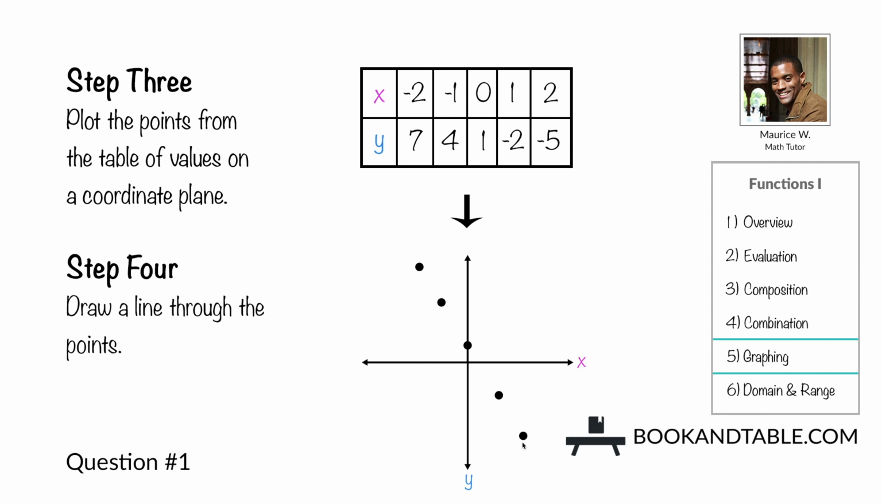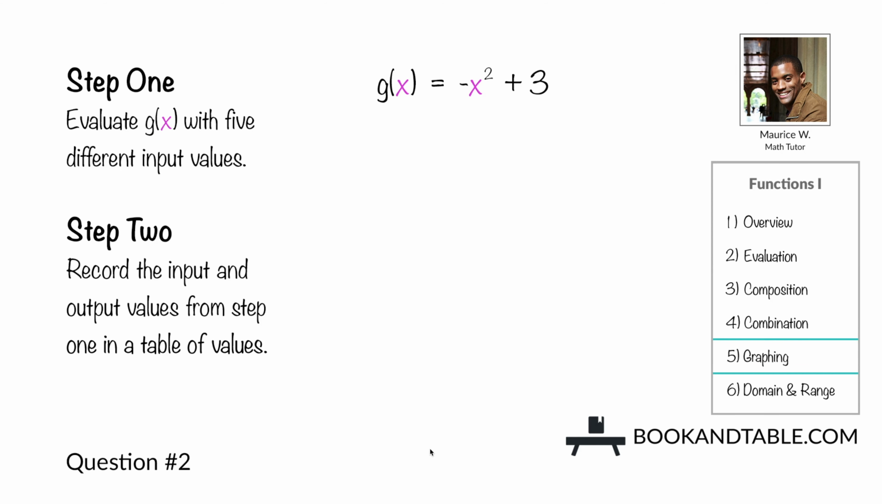So now that we've plotted the points, we can draw a line through these points to show us the sketch of f of x. So this would be the answer to question number 1. Let's now have a look at question number 2.